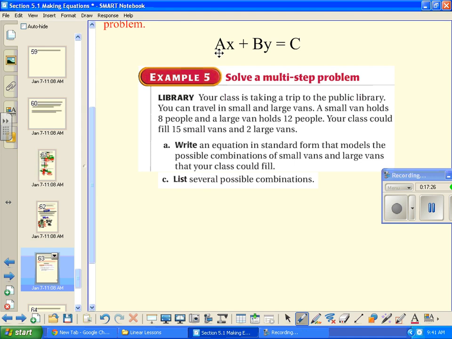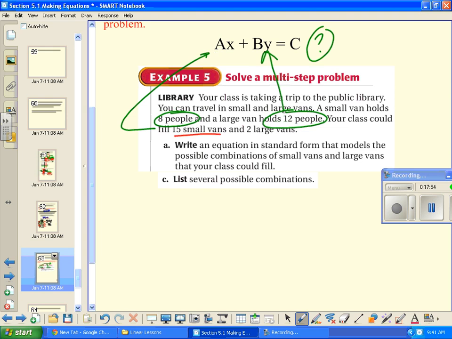What they've given us in this problem, as we'll start to get better at these and realize, is that a small van holds 8 people. That's kind of like a rate, so 8 people for every small van and 12 people for every large van. They've given us A and B here. What we don't know is how many people we could actually take, or how big our class is, our total amount. We don't know C. But what they have given us is some combination to work with here.